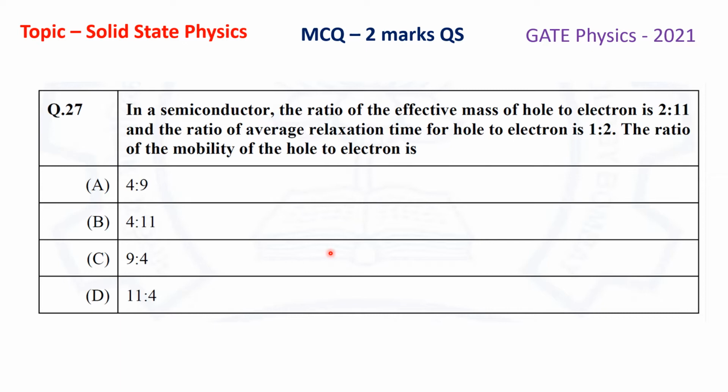So in order to solve this problem, we have to directly use the expression for mobility derived from the Drude theory of electron gas model. Now we know in a semiconductor there are two types of charge carriers. One is holes and the other is electrons. Holes are responsible for the conduction or transport in the valence band and electrons are responsible for the conduction or transport in the conduction band. So we will apply the formula for mobility for both the electron and holes and we will take the ratio to find our desired answer. So let us go to the solution part.